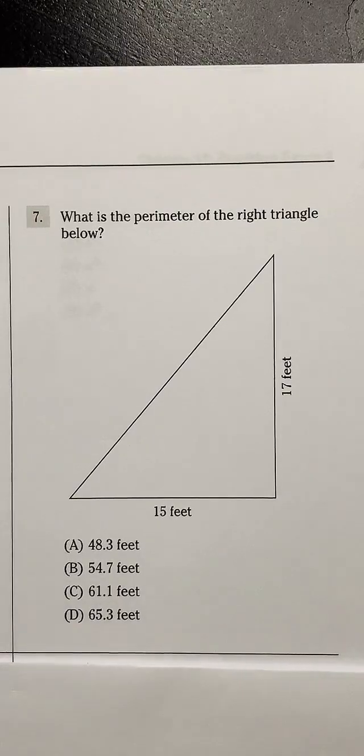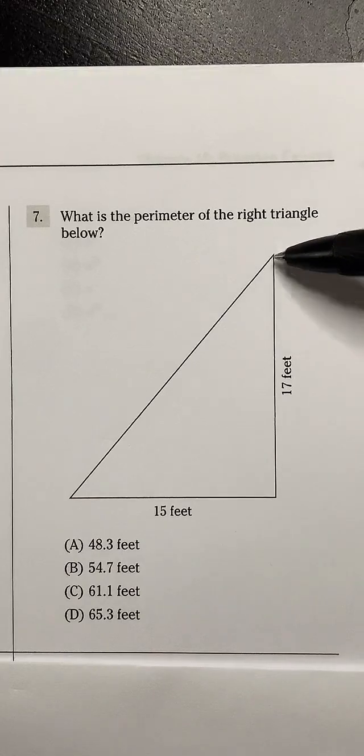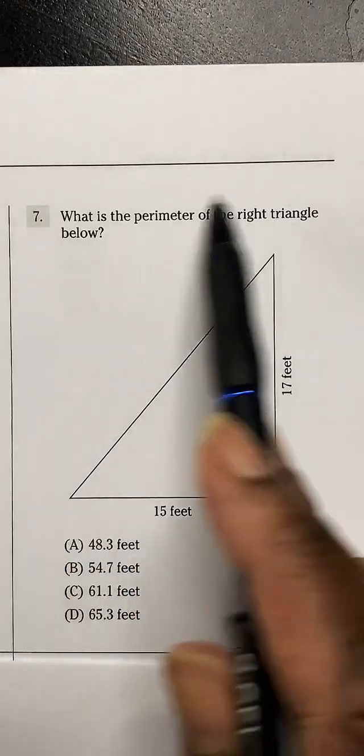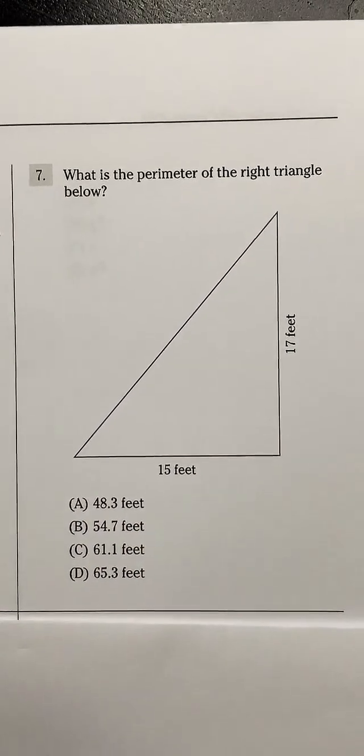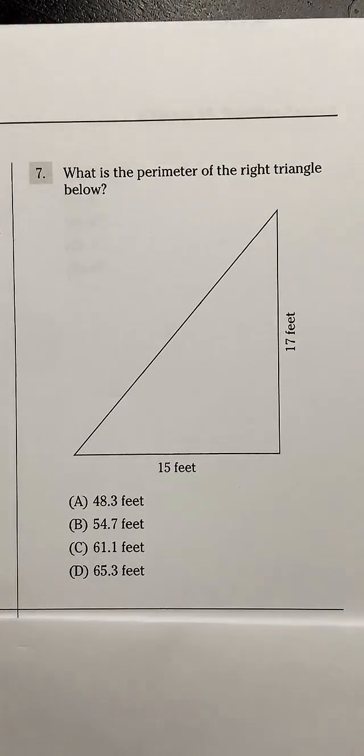That's a bit much. Okay, so what is the perimeter of the right triangle below? All right, so we have a base of 15. We have a height of 17. But the perimeter is all the way around. Okay, just give me that lovely little hint. So is your answer for the perimeter A, 48.3 feet? Is it B, 54 and 7/10 feet? C, 61 and 1/10 feet? Or D, 65 and 3/10 feet?